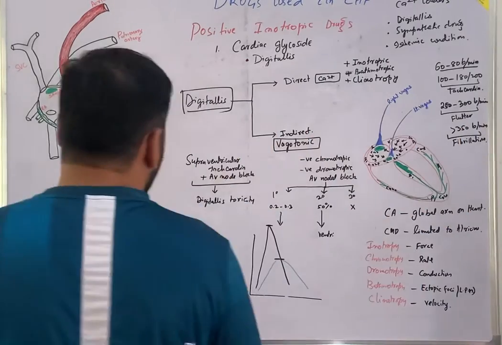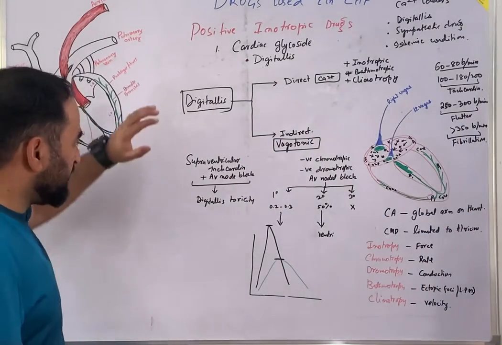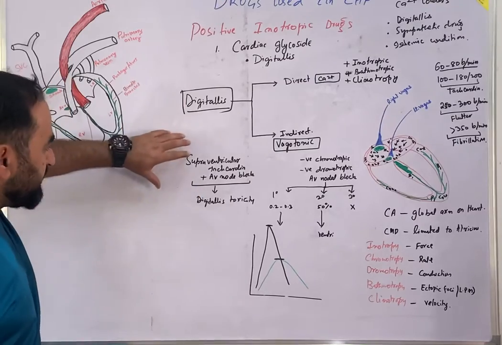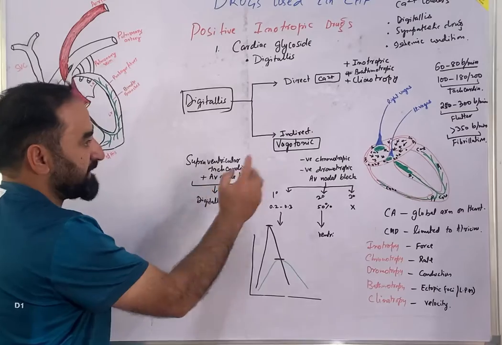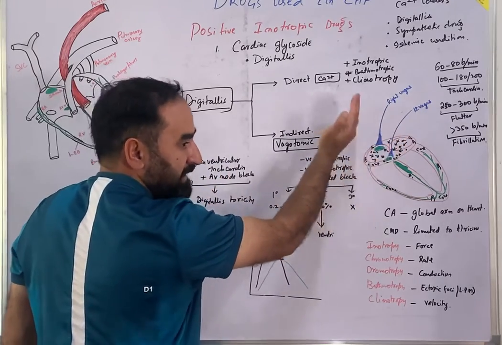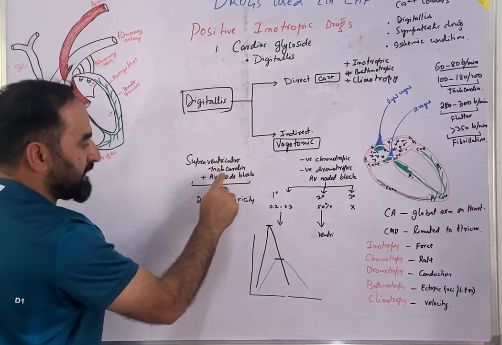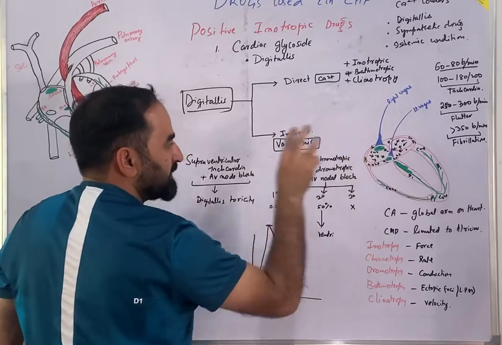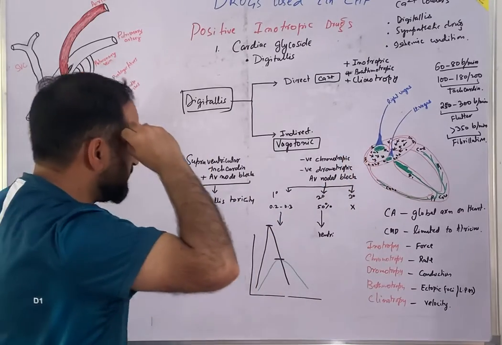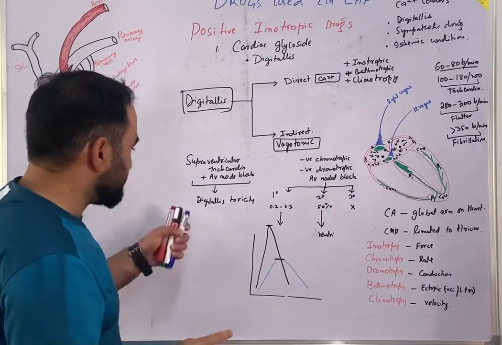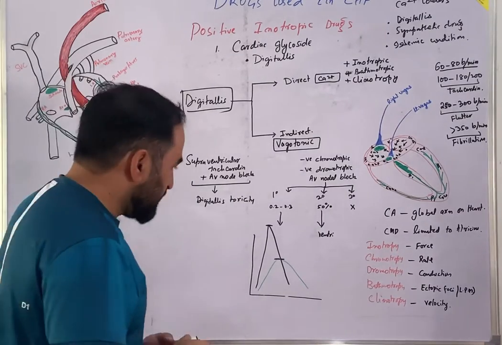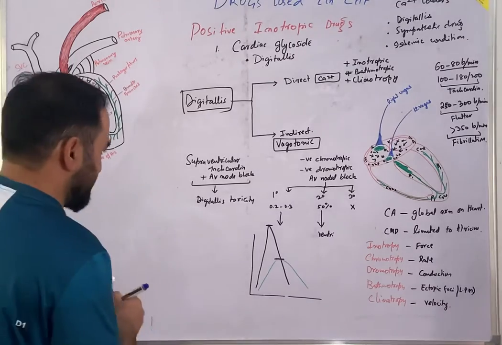So I told you, hello dear students, in the previous class that whenever you find a condition like this, supraventricular tachycardia (supraventricular means atrial) with AV nodal block, then it automatically comes to mind that it may be digitalis toxicity until proven otherwise. So let me tell you the ECG pattern.